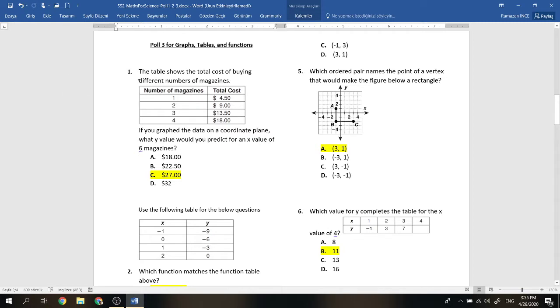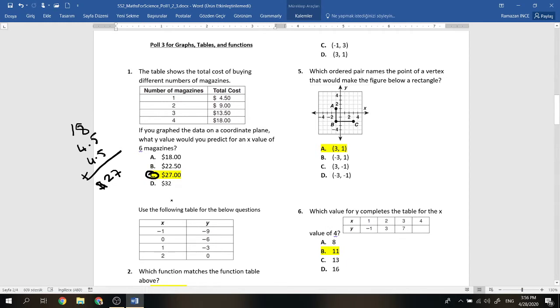Now here, as you see, the question is: there is a number of magazines 1, 2, 3, 4, and the total cost. One magazine costs $4.5, two magazines cost $9, meaning per magazine we are paying $4.5. Now the question is asking to find the price for 6 magazines. We have 4 magazines, we already paid $18, and we are going to add 4.5 and 4.5 for the next 2 magazines. Then the price will be $27. That's it. In this condition the answer will be option C.